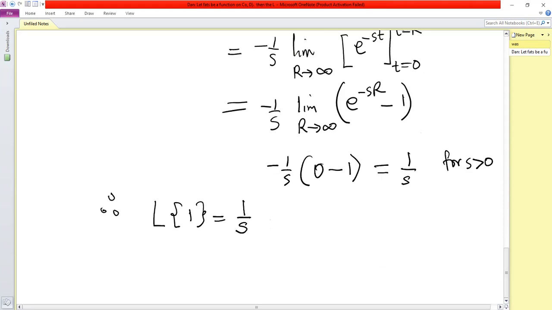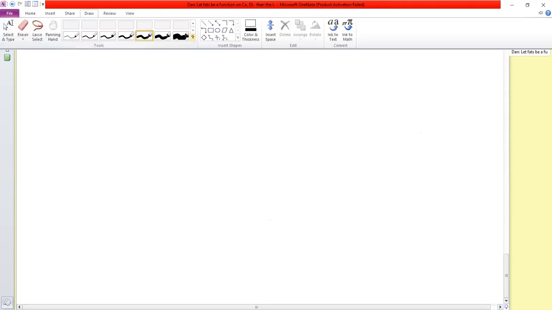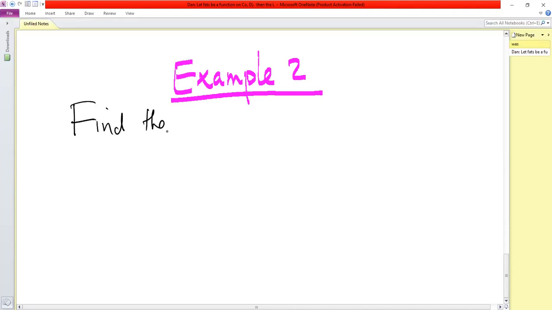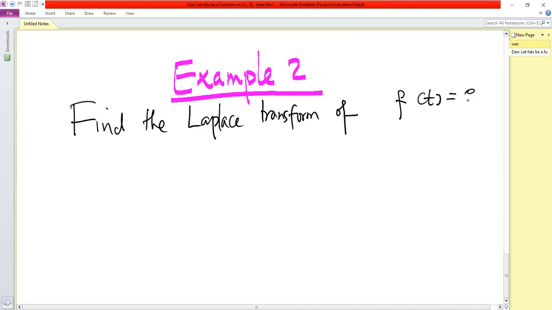And then Example 2. Find the Laplace transform of f of t given by e raised to power at, where a is any constant. So that's another problem.